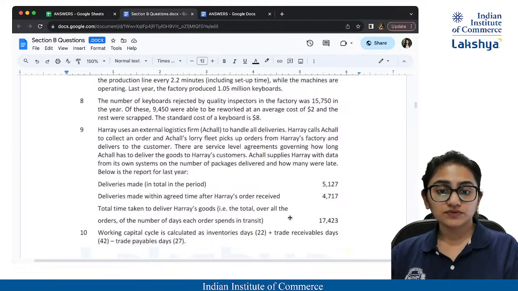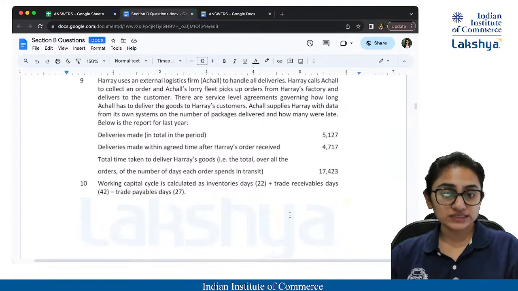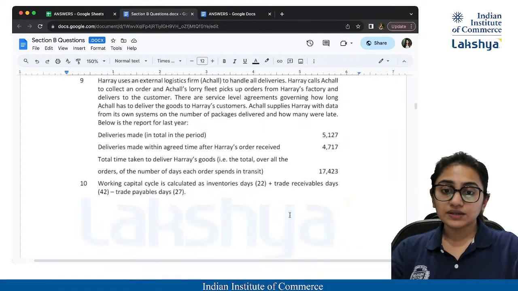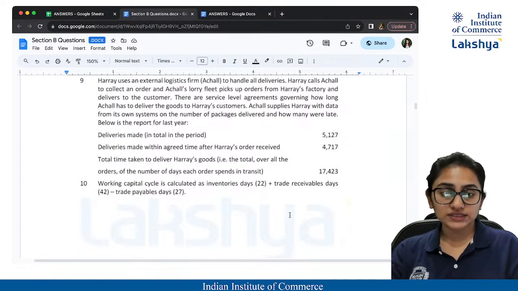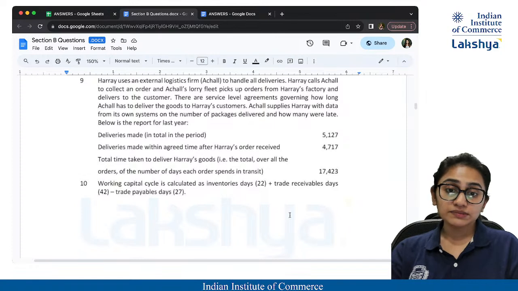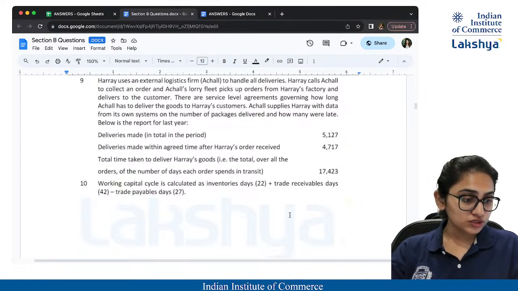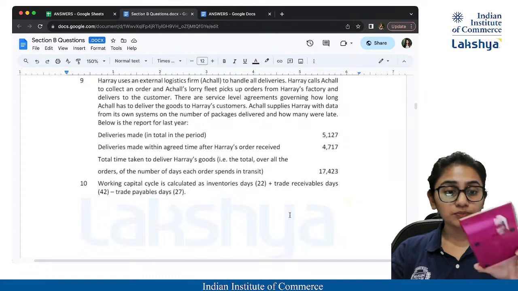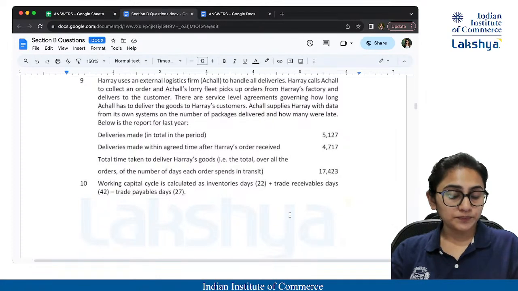Below is the report for last year. Deliveries made in total is 5127. Deliveries made within agreed time after Harry's order received is 4717. And total time taken for the entire delivery is 17423. So 17423 divided by 5127 will give you how much time it takes to deliver per product. So that is 3.39, that is 3.4.